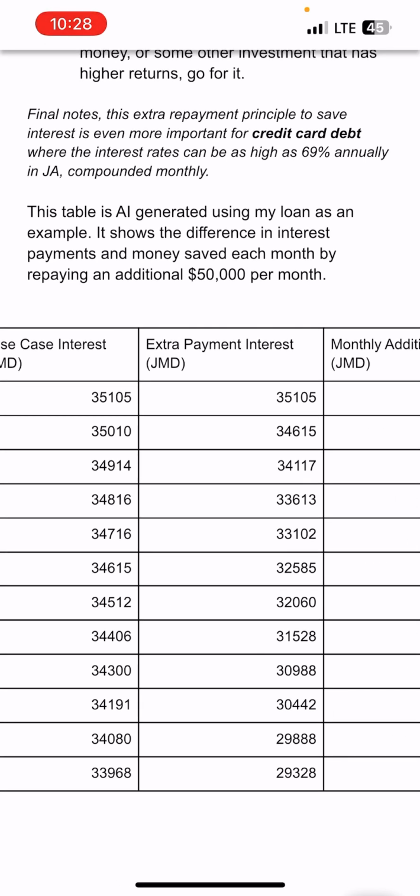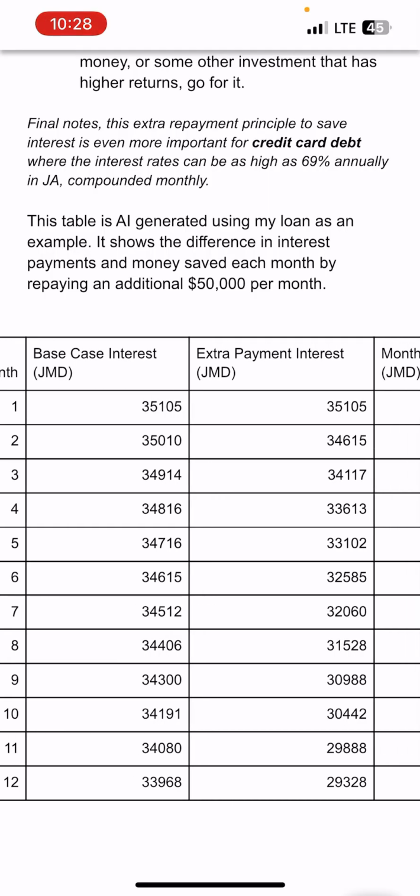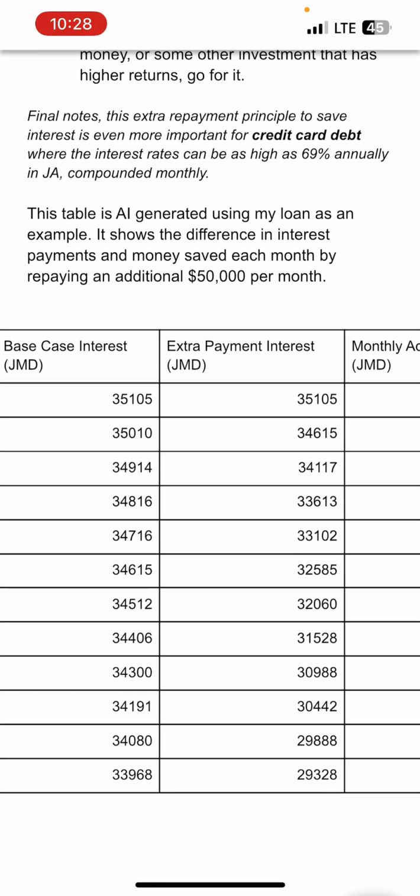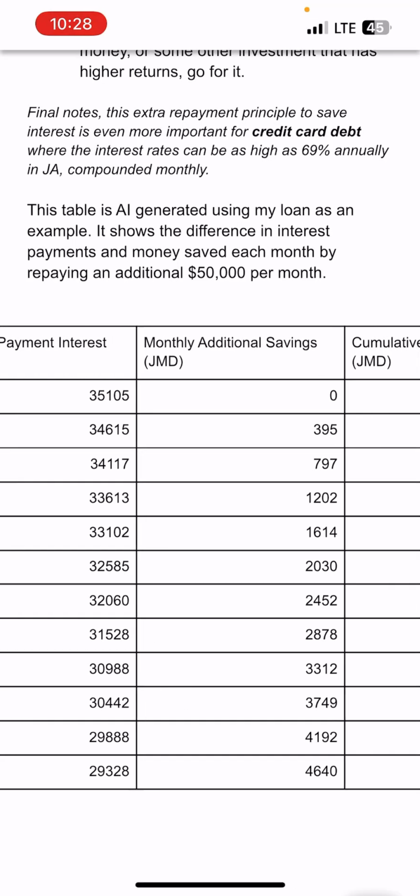Then if I paid an extra $50,000 a month, this shows for each month how the interest that I would be charged would change, all the way from $35,105 down to $29,000. And you see right here at the last part, there's a difference of $4,000 per month in interest that I'm being charged. So that's money that I'm saving right there.